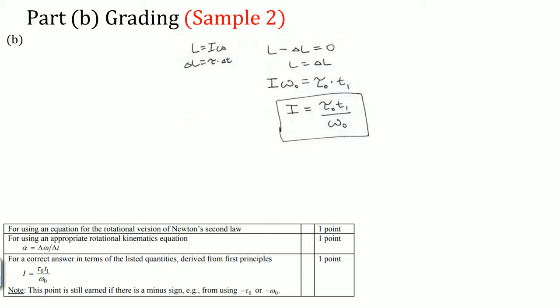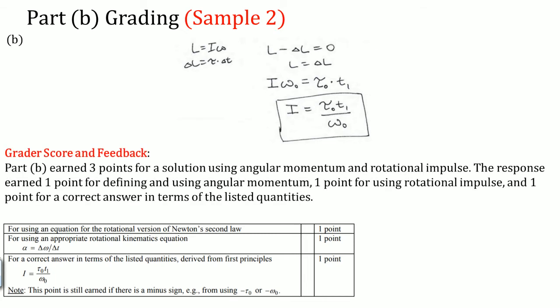All right, what about this version? This one looks like they used the angular impulse one. Here it gets them all points. This version on top here looks like this is F equals ma.